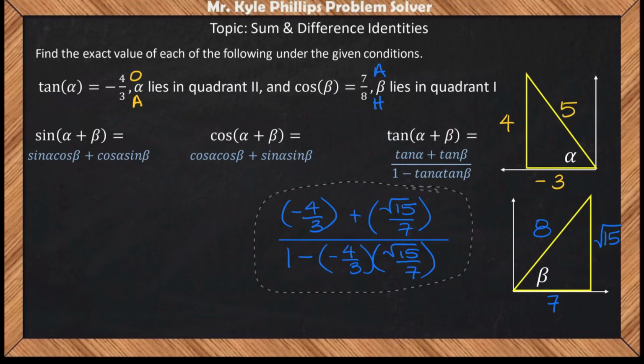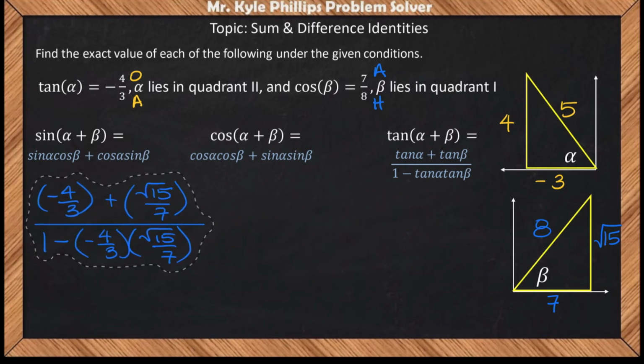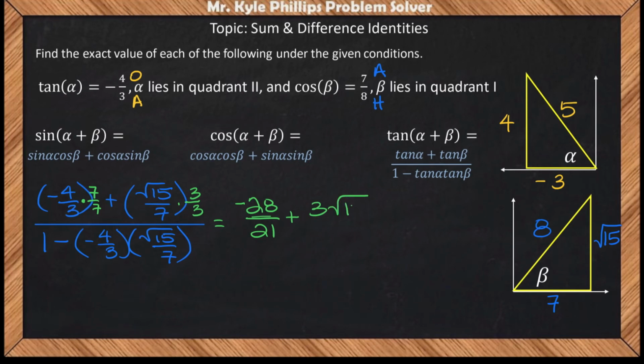So here, let's move this over to the left so that we can get a better look at it when we start simplifying. Here, you'll want to add these two fractions together. Remember that you can't add fractions unless you have common denominators. So this fraction will need to be multiplied by 7/7, while this fraction will need to be multiplied by 3/3. So here I have negative 28 over 21 plus 3 times the square root of 15, and that will all be over 21 as well.